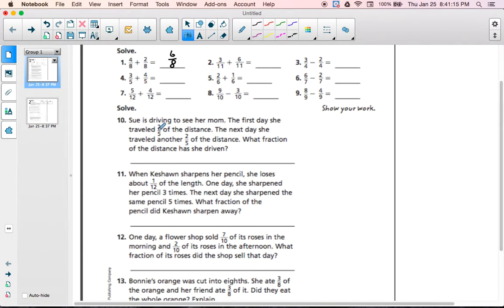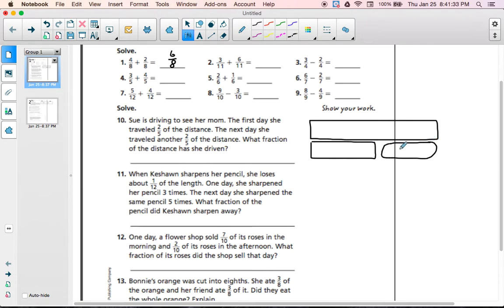Then we have some word problems. I like to use the comparison bars. So there we have the total amount, the two addends. If we add these two together, we should get the total. So let's look at the problem.